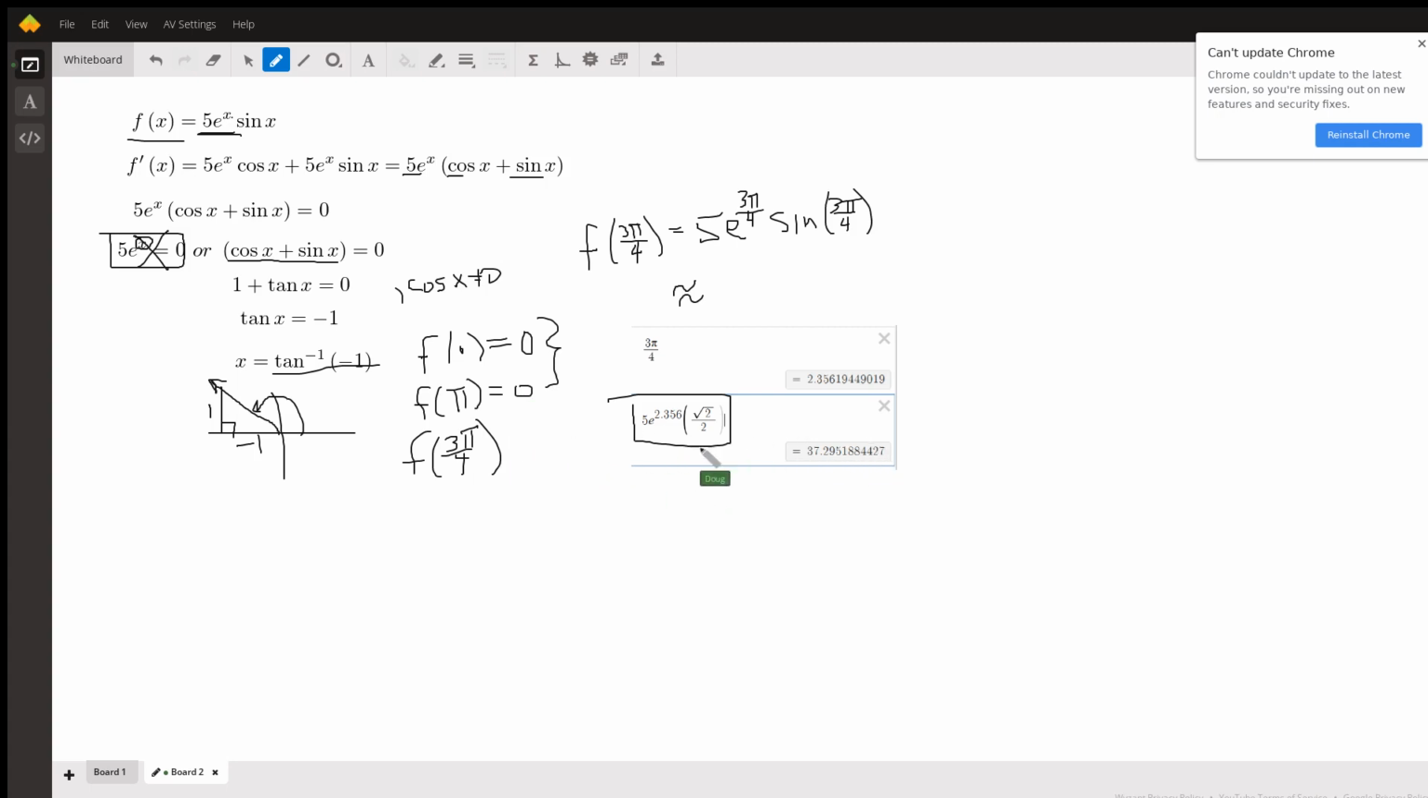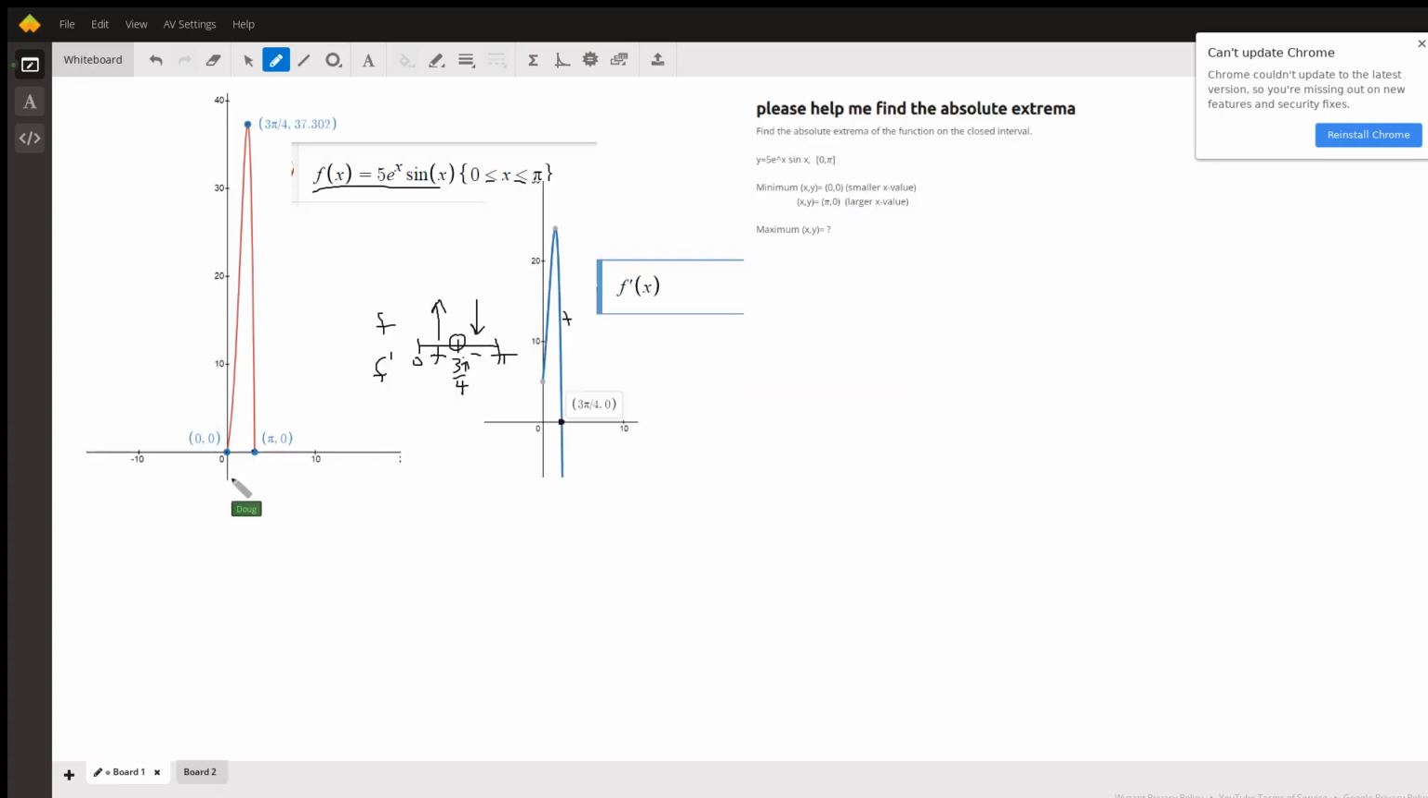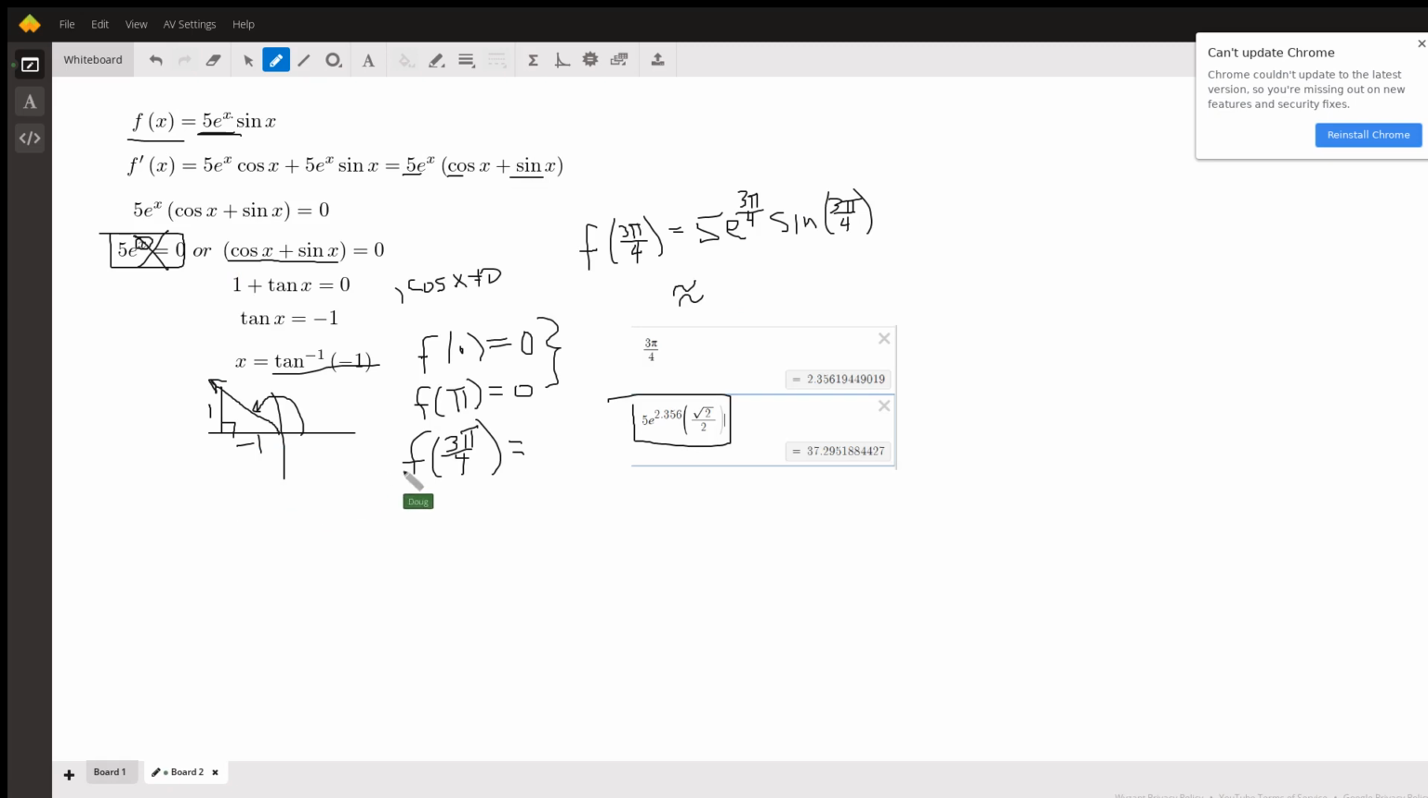And f of 3 pi over 4 we know is about 37. What did I have on the first board? 37.3, yeah. About 37.3. So your maximum value on the interval from 0 to pi occurs here, and that is the maximum value that that function achieves on that interval.